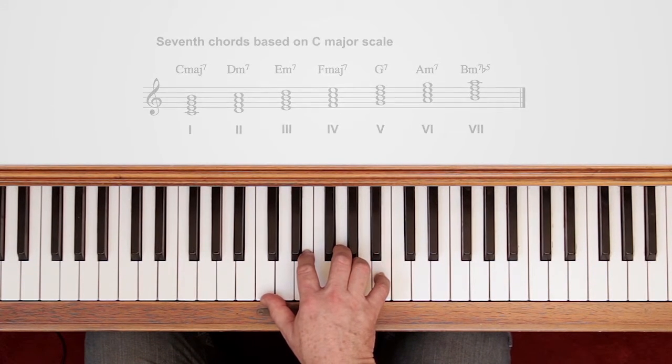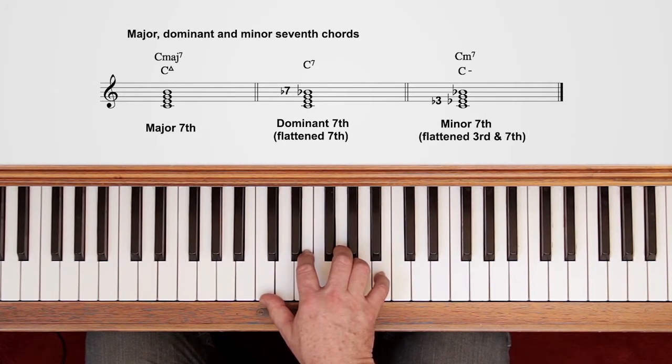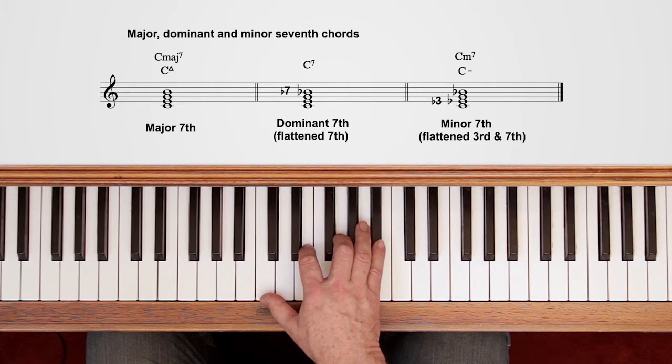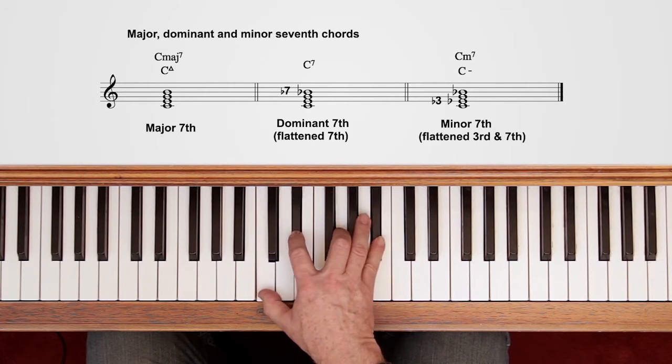So let's practice the main 3 chords, major, dominant and minor, starting on C. C major 7, flatten the 7th, that gives you C7, also known as a dominant 7th. Flatten the 3rd and you get C minor 7. So those are the 3 most commonly found chords in jazz.